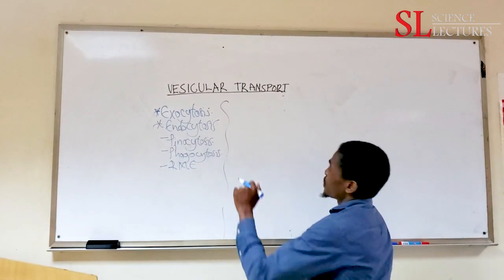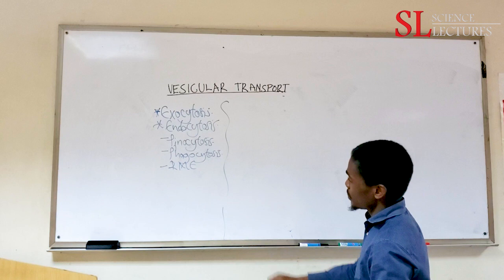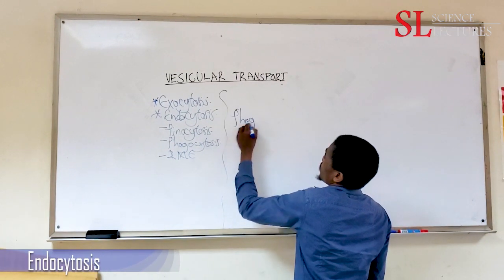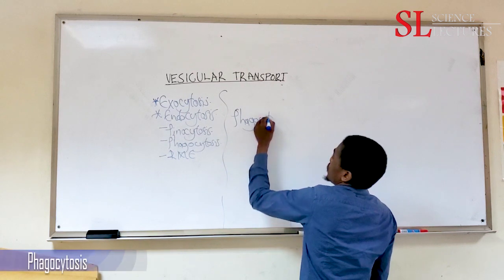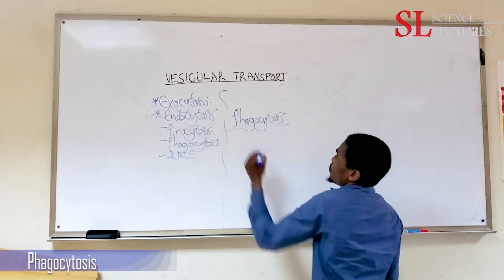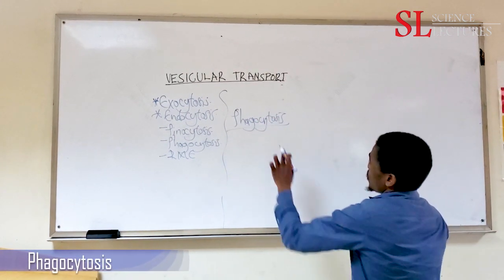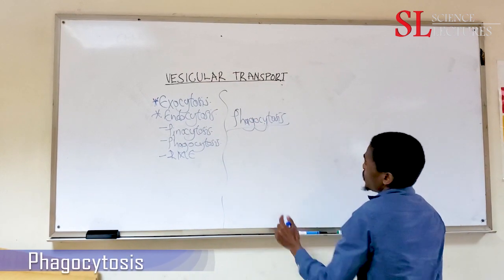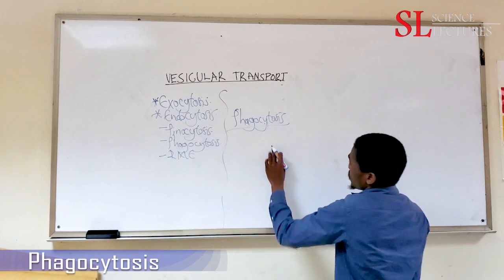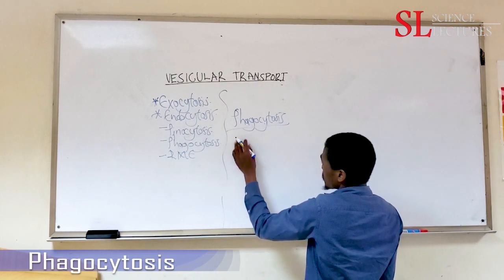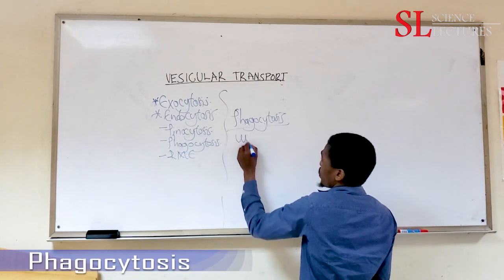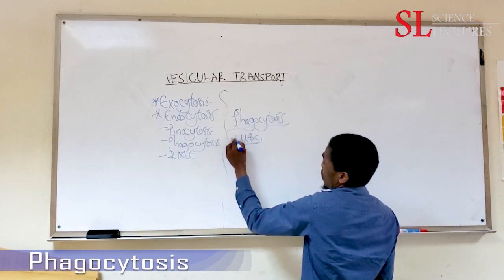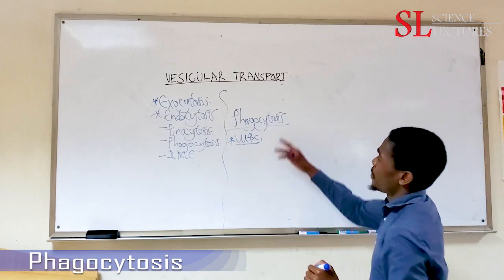So let's have a look at another form of endocytosis, and that is phagocytosis. When you hear the word phagocytosis, the term phagocyte can come into your mind, and we know phagocytes in our body are cells. We can give examples of cells like white blood cells. The white blood cells can be a good example of the phagocytes.